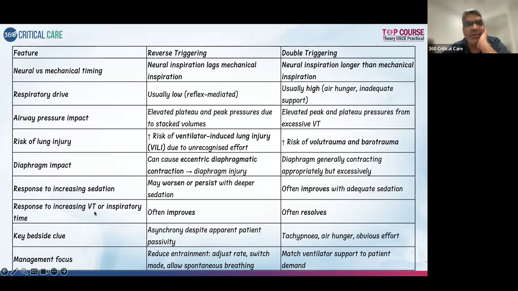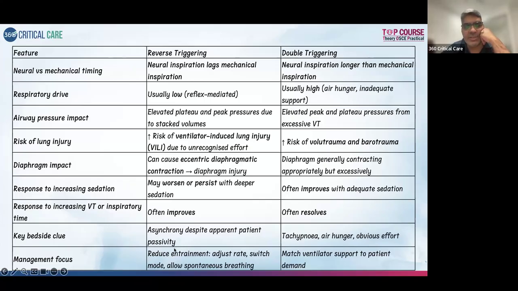Response to increasing the tidal volume or inspiratory time, what will happen? So it will resolve double triggering, and it can also improve reverse triggering. Bedside clue, what do you look for? Even if the patient is totally sedated, not moving, and there is still an ongoing asynchrony, it is possibly reverse triggering. If the patient is already tachypneic, air hungry, and there is obvious patient effort going on, it is double triggering.